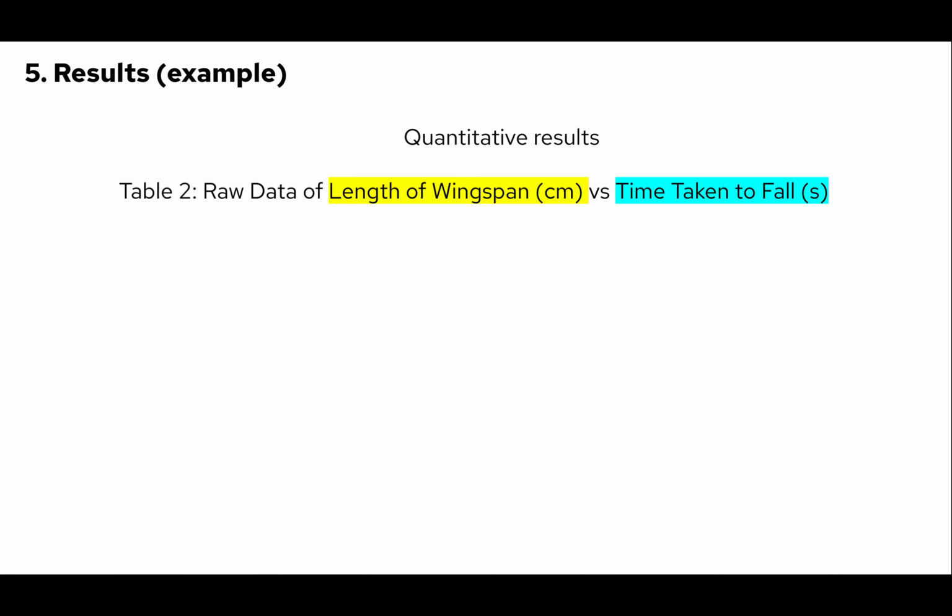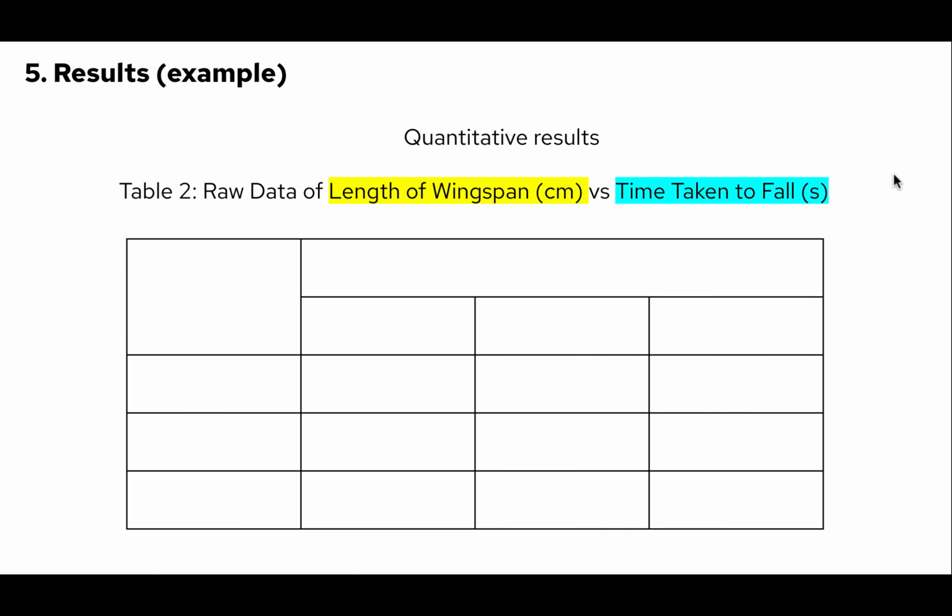Now we're going to look at the quantitative or numeric results. Again, I have my title, and it looks really similar to the last one. The last one was observations of. This is raw data of, but notice it's the independent versus the dependent. My table looks a little different, but again, the first column is always going to be my independent variable, so length of the wing in centimeters, and again, 5, 4, and 3 without any units after them. The second column is going to be my dependent variable, so the time taken to fall in seconds.